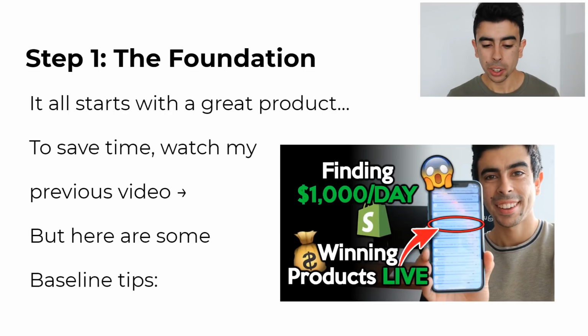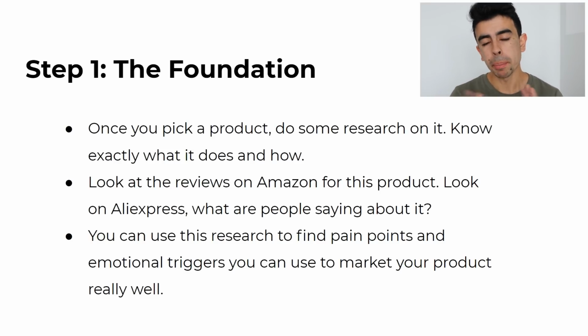But either way, here are some baseline tips that you should follow. Now, once you pick a product, make sure that you do some research on it, right? So let's say you already picked a product, make sure you actually start Googling some stuff about the niche that it's in. Now, ideally, the product could be in a niche that you're already passionate about so that you can actually know exactly the pain points of your niche, some selling points that you could potentially use. But if you don't, then make sure that you take some extra time to do some research on this, right?